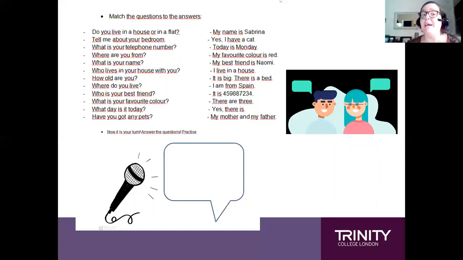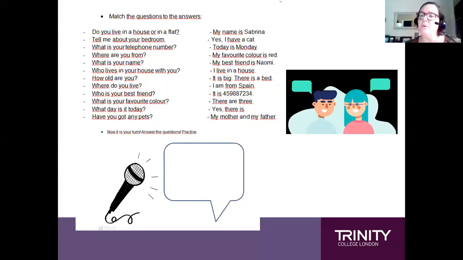Students will have to match the questions to the answers. These are personal questions. So they've got personal questions such as, do you live in a house or a flat? Tell me about your bedroom. What is your telephone number? Where are you from? What is your name? And students have to match the question to the answer. Apart from checking that they understand the essence of the question and the answer, we are exposing them to structures.